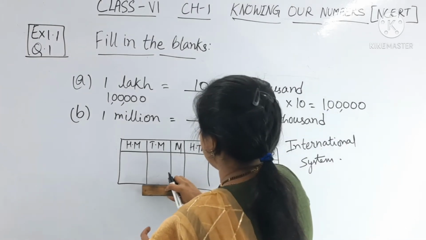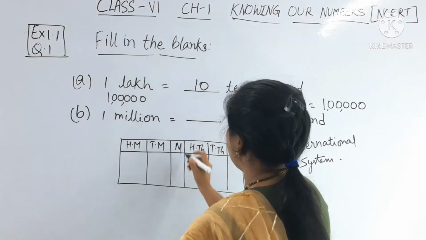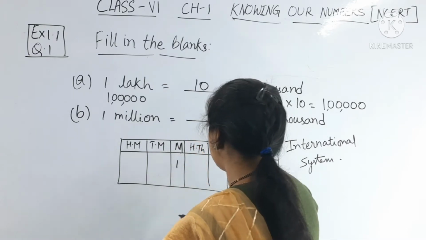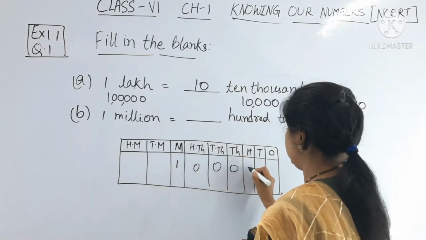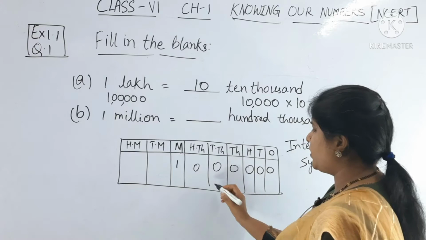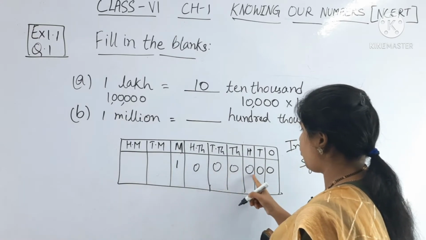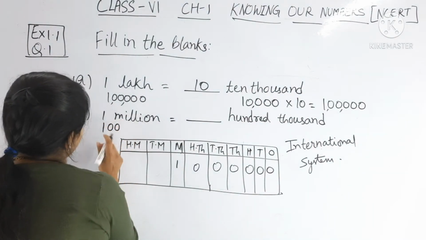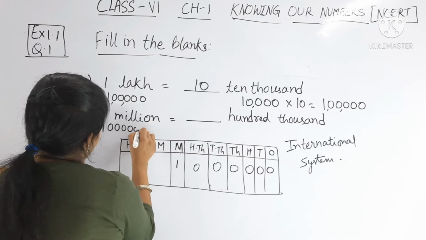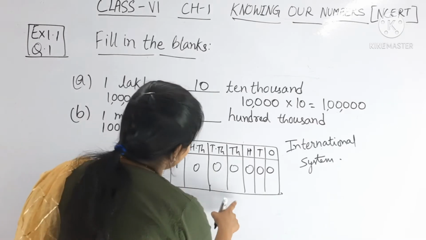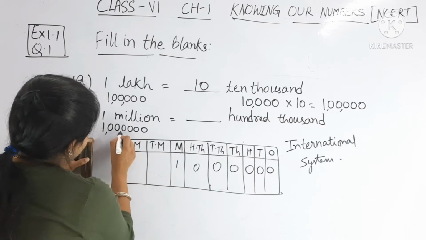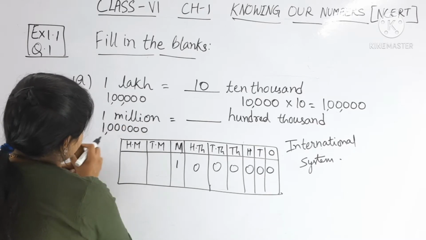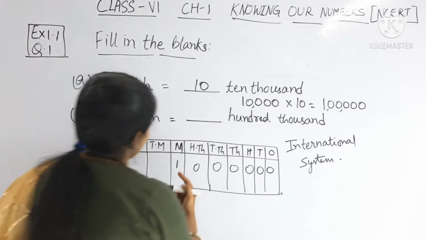So here we have to write 1 million. In the place value chart, here is million. So I am writing here 1 and the others will be 0. How many zeros are here? 1, 2, 3, 4, 5, 6. So you can write here 1 and 6 zeros. How will you put commas here? After 3 we have to put the commas.